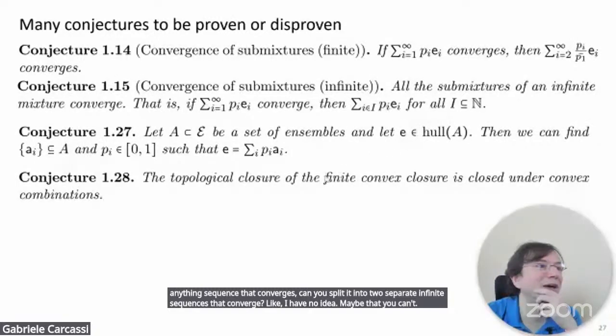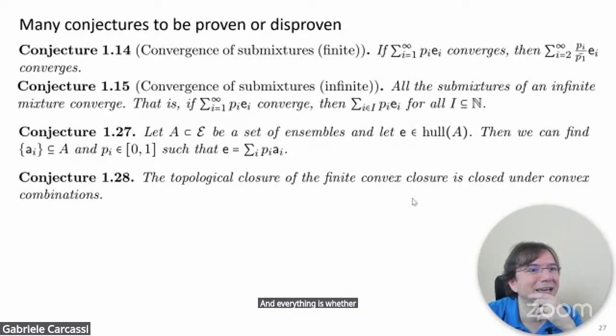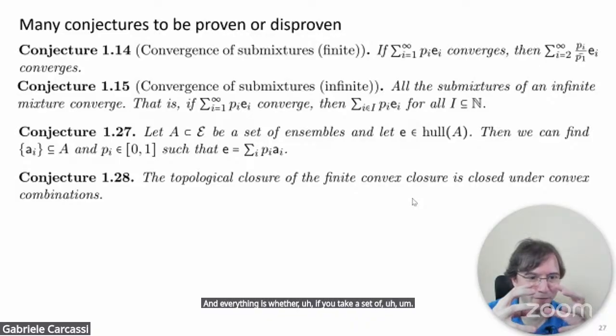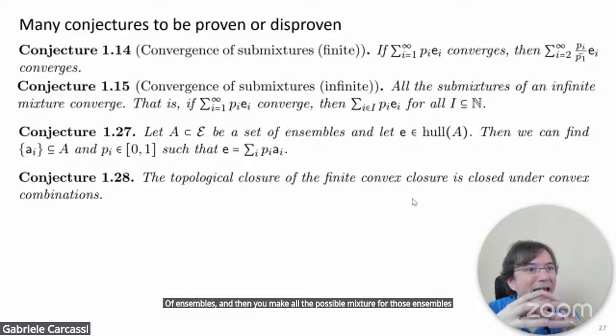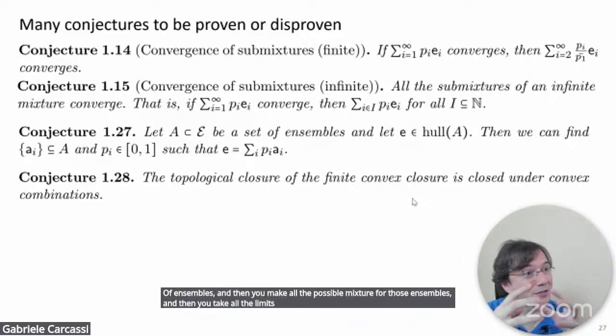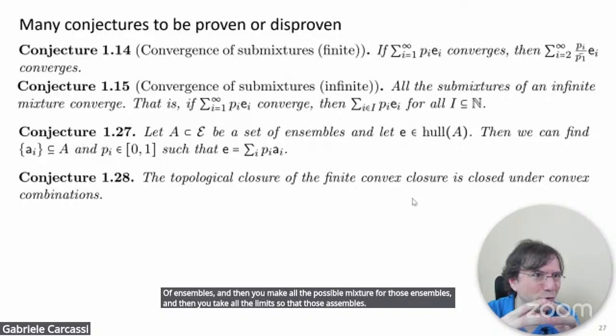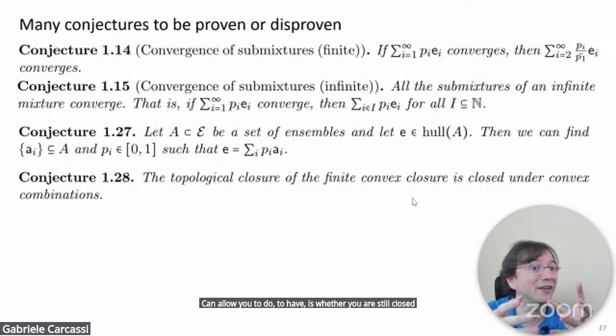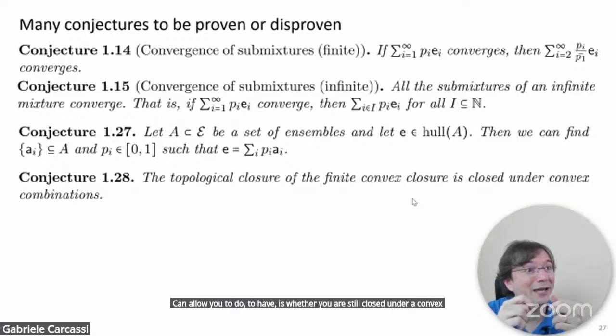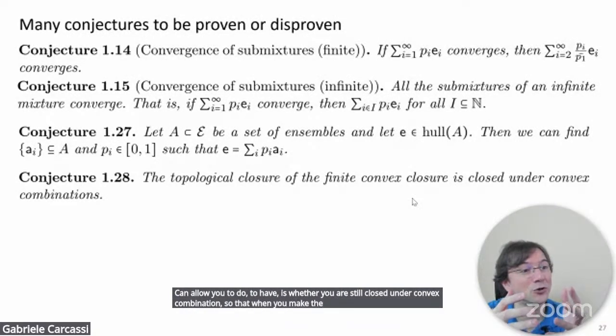Another thing is whether, if you take a set of ensembles, and then you make all the possible mixtures for those ensembles, and then you take all the limits that those ensembles can allow you to have, you are still closed under a convex combination, so that when you make the topological closure, you preserve the closure on the convex structure.